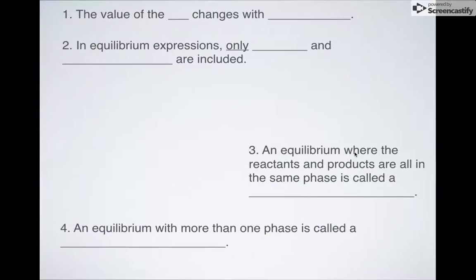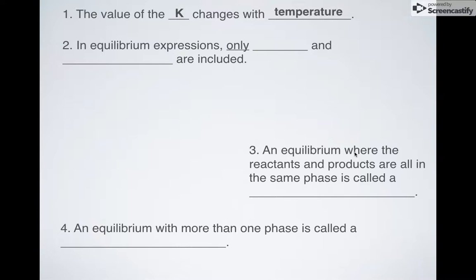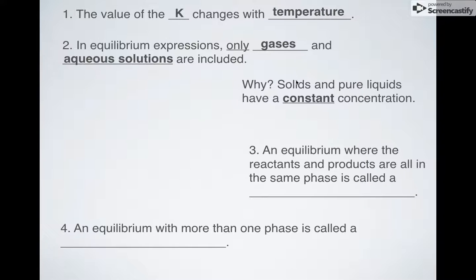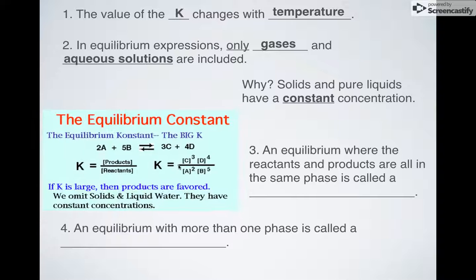Simple as that. Now, K changes, though, with temperature. So if you're conducting this experiment, you're like, okay, well, hey, I have a K value. That's fine, but it only works at a certain temperature. If you increase or decrease the temperature, the K value will change. And also, in equilibrium expressions, only gases and aqueous solutions are included. What that means is, if there are any solids or pure liquids, they have a constant concentration and they are not included in that reaction. Okay? That doesn't mean they're not a part of this reaction at all. All that means is that they're not included when you're trying to find the equilibrium for that reaction.